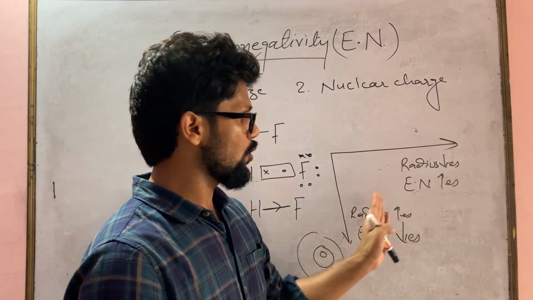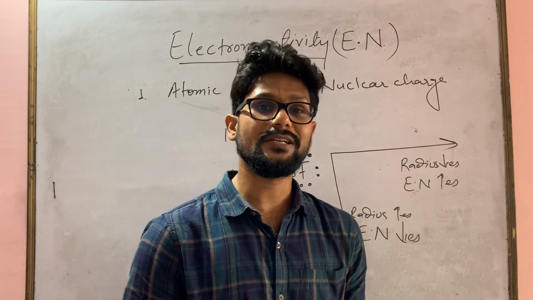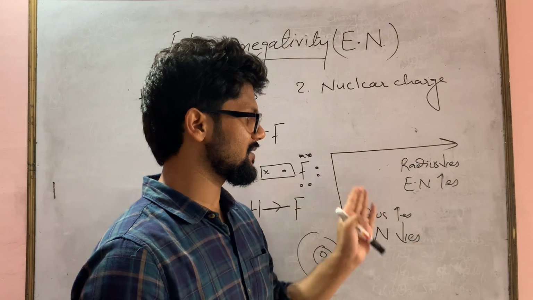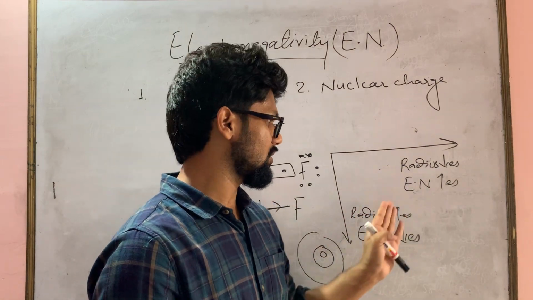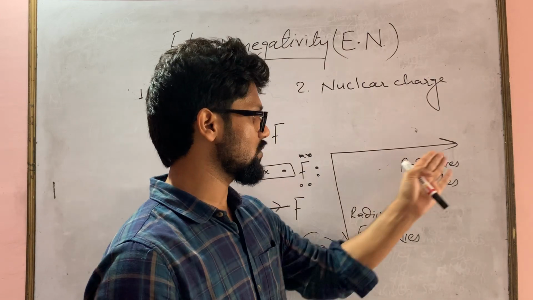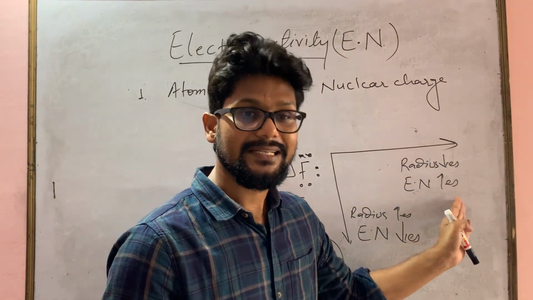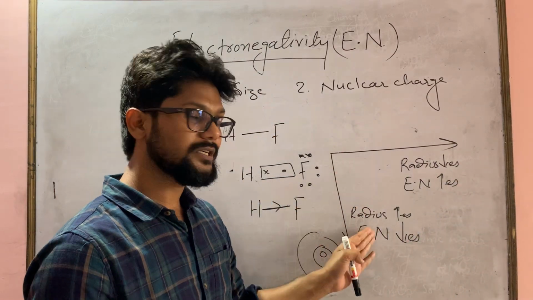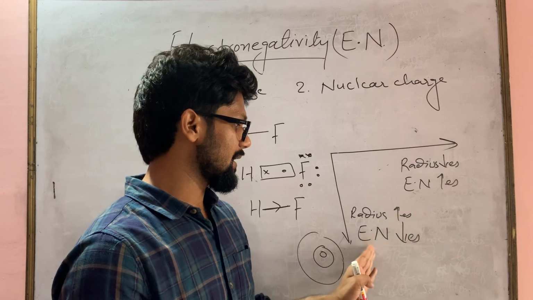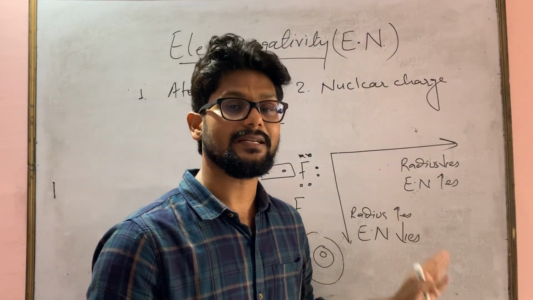So this is also called the periodic trend. A question can come: what is the periodic trend? So you can write it in short also. This is just giving the small key to understand where it increases or where it decreases. As we go across a period, radius decreases and electronegativity increases. As we go top to bottom in a group in the periodic table, radius increases, electronegativity decreases. So these are the periodic trends.